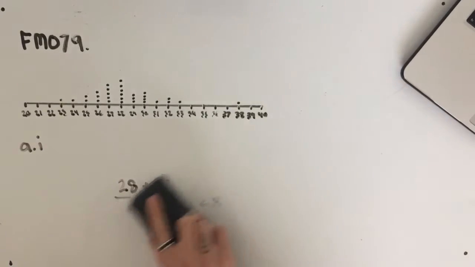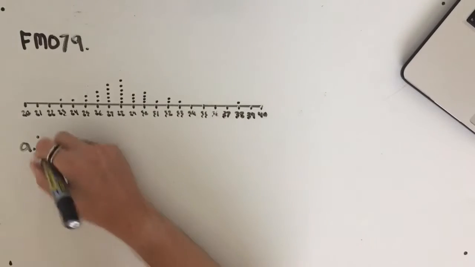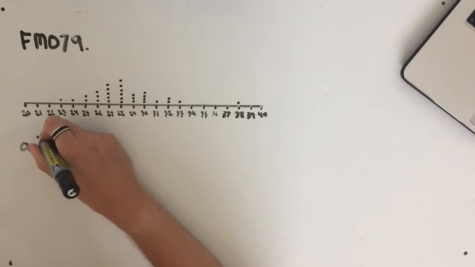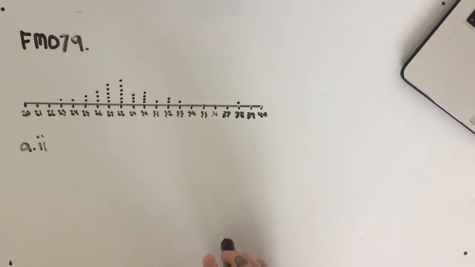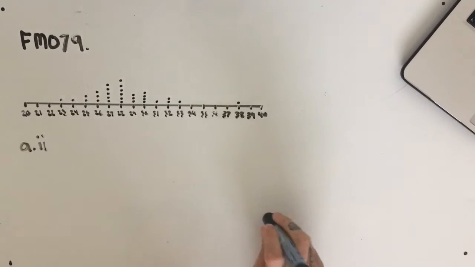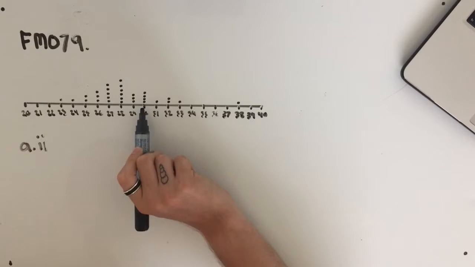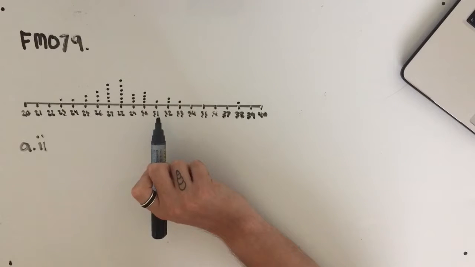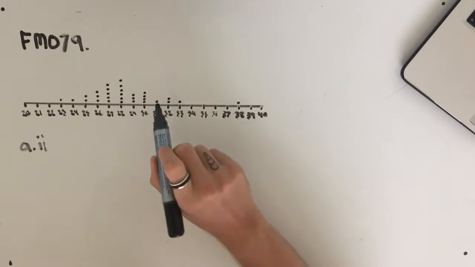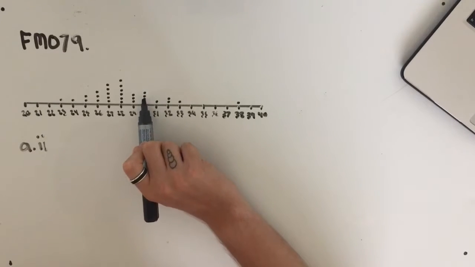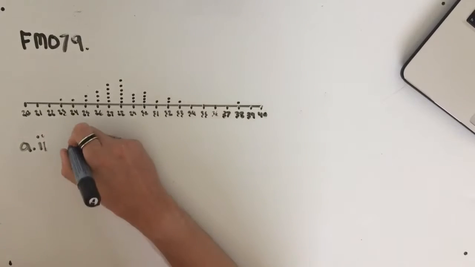Going on to part II, the question asks for the percentage of days on which the student cursed 30 times or more. First of all, we have to look at how many days there were where the student cursed 30 times or more. Here's our 30 value, 1, 2, 3, 4. So 4.